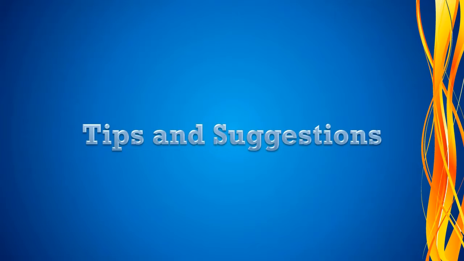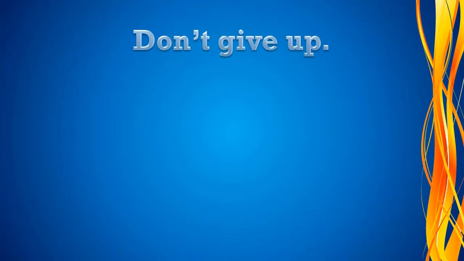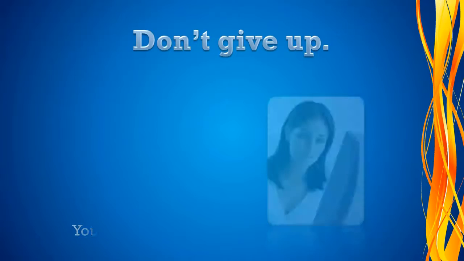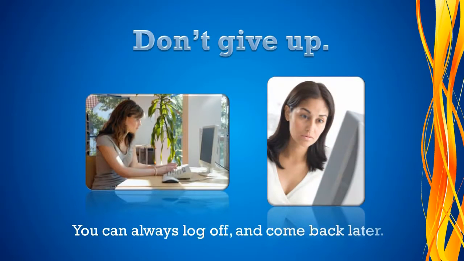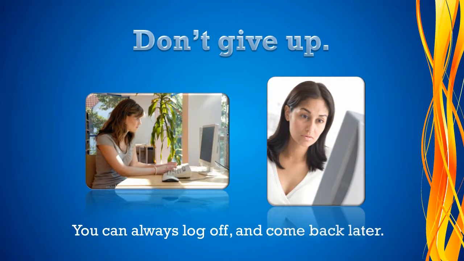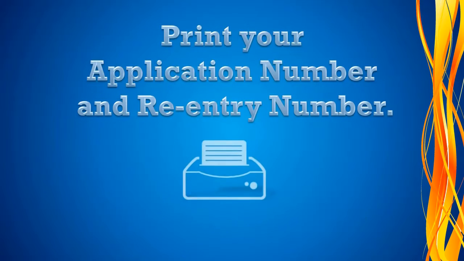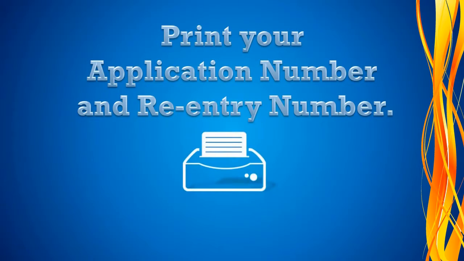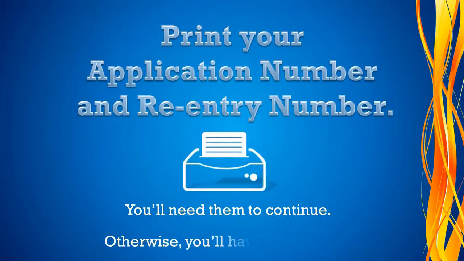Here are some general tips and suggestions to help you through this process. Don't get frustrated and give up. If the process becomes overwhelming, you always have the option to log off and come back to the application or adult disability report at a later time using your application or re-entry number. Do not forget to print the application and re-entry numbers. If you do not have these numbers, you will not be able to log back in and continue where you left off, and you'll have to start the process over from the very beginning.